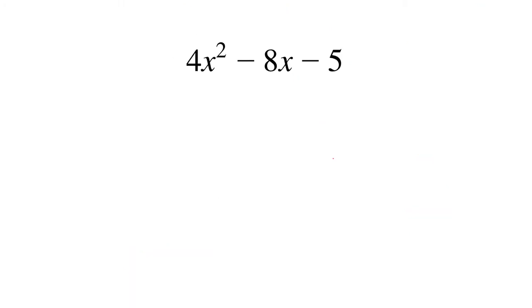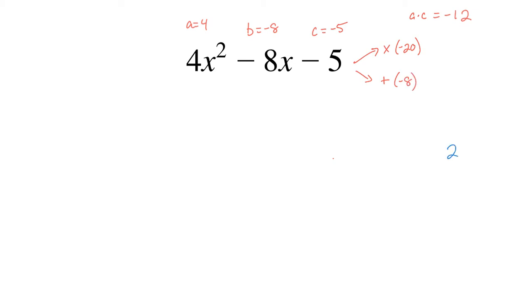So our trinomial is 4x squared minus 8x minus 5. So A is equal to 4, B is negative 8, and C is negative 5. So we're looking for two numbers that multiply together to give us A times C. A times C is just 4 times negative 5, so that's negative 20. So we're finding two numbers that multiply to give us negative 20. And when we add those two numbers together, we're going to get negative 8.